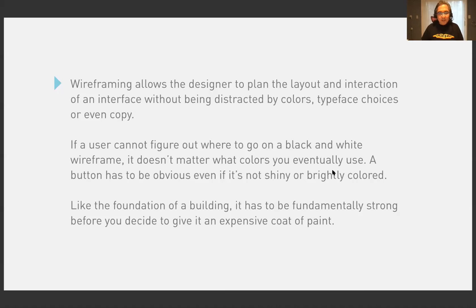If a user can't figure out where to go on a black and white wireframe, it won't matter what colors you choose. So a button has to be obvious as well, even if it's not shiny or brightly colored. You should think about how different screens are and how different people are, if they're visually impaired or such. So using a wireframe, you can map these things out for maximum effect. Like the foundation of a building, it has to be fundamentally strong before you decide to give it an expensive coat of paint.